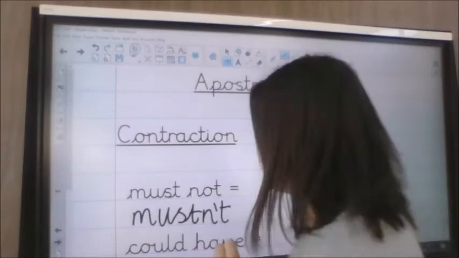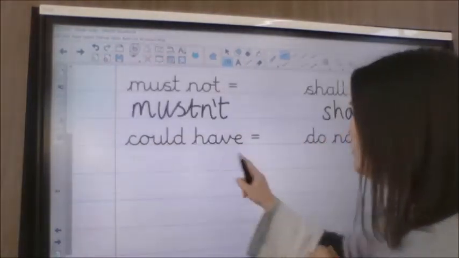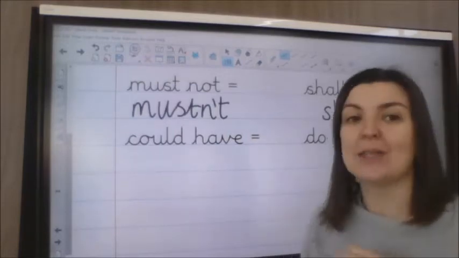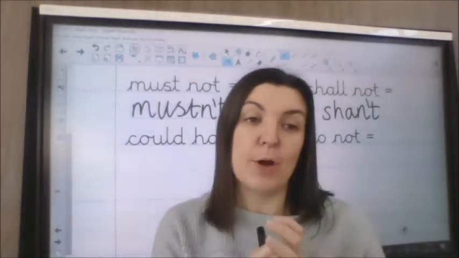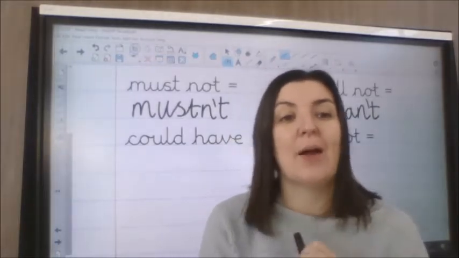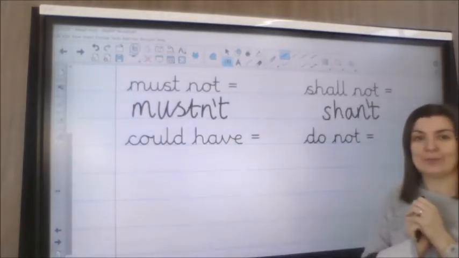So what I would like you to do now is pause the video and have a go at could have and do not, and put in the apostrophe where you think the missing letters have started. So pause the video now and have a go at those two.